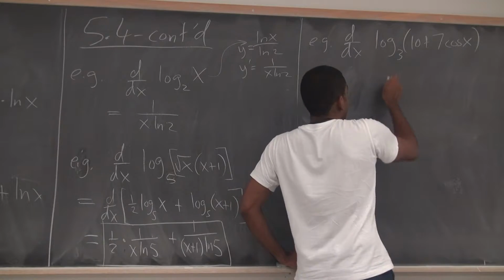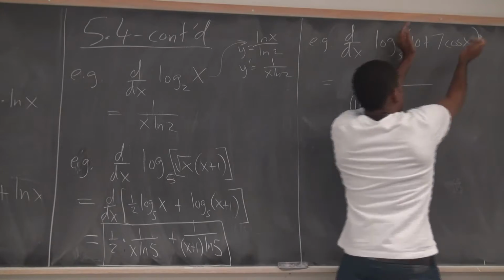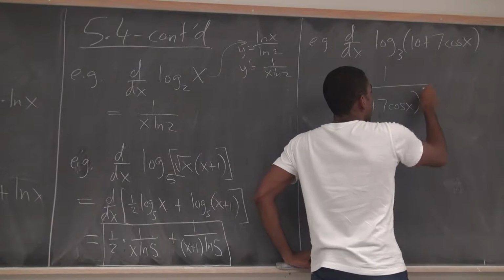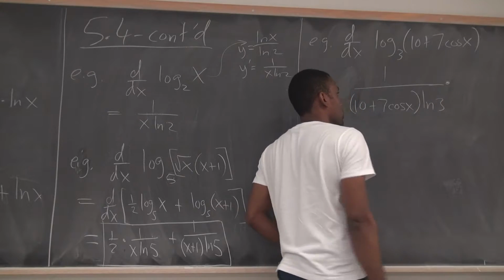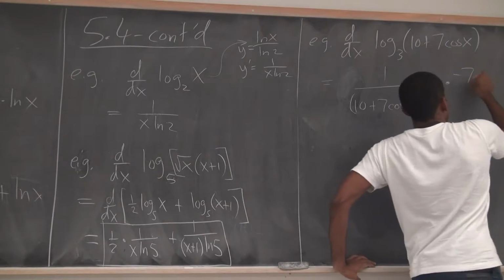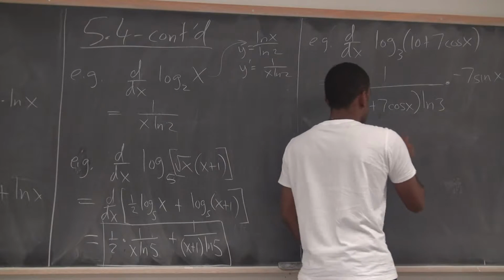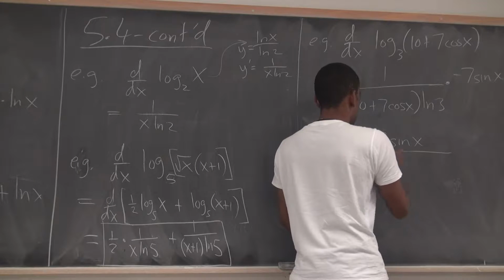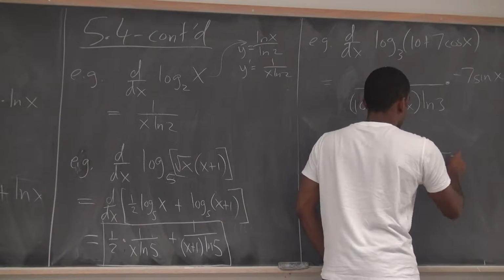It's just the chain rule, so it's just 1 over, this is now my x, ln 3 times the derivative of the x, which is minus 7 sine x. So just minus 7 sine x divided by ln 3 times (10 plus 7 sine x).